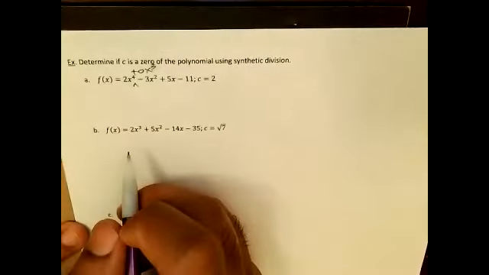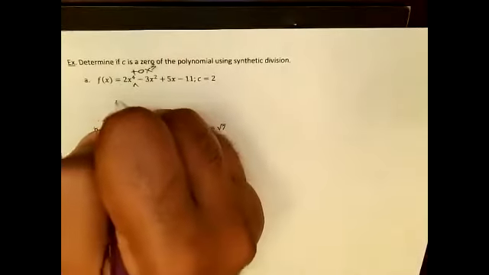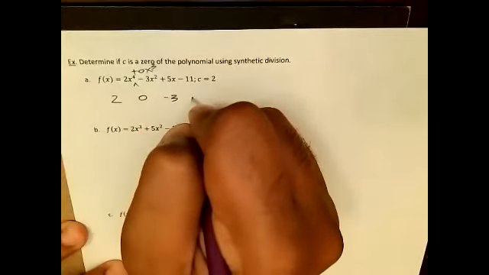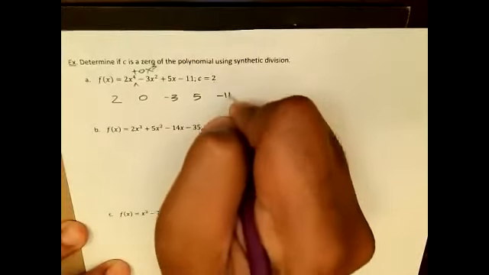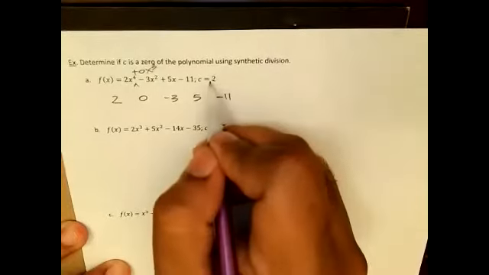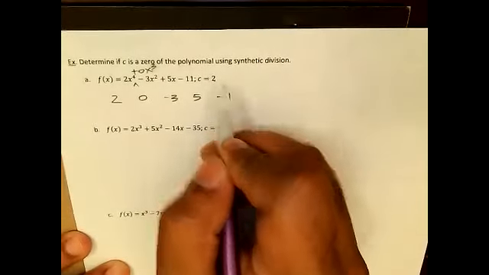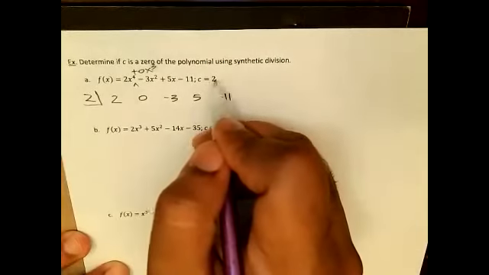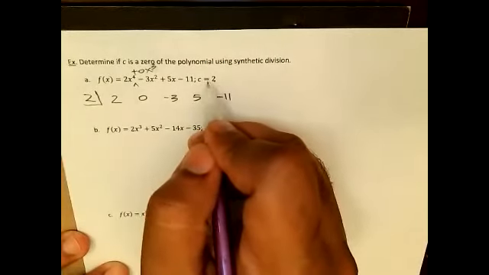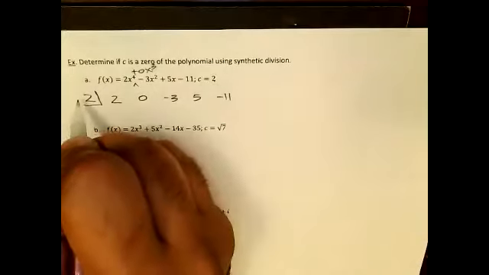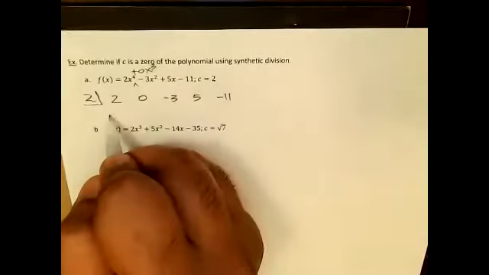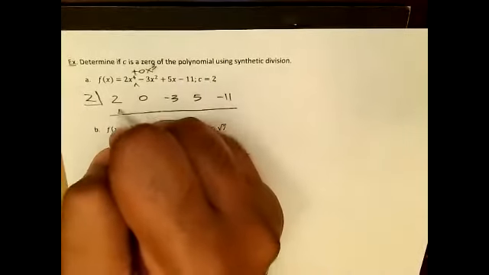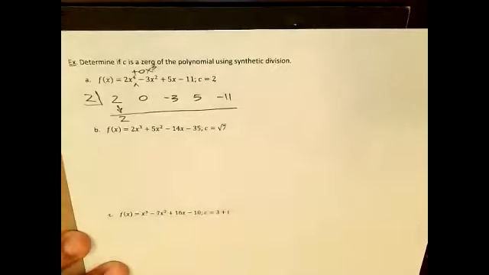So now I can set up my synthetic division. So I'm going to put 2, 0, -3, 5, -11. And the number that I would like to check here is the number 2. So that's the number that I'm going to put in front. Okay. Notice that they've already solved for the x here, so you just use that number and plug it in. All right, so I'm going to leave a space and draw a line. This number 2 just comes down.